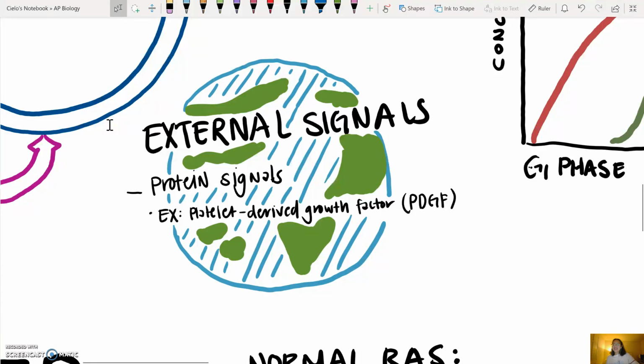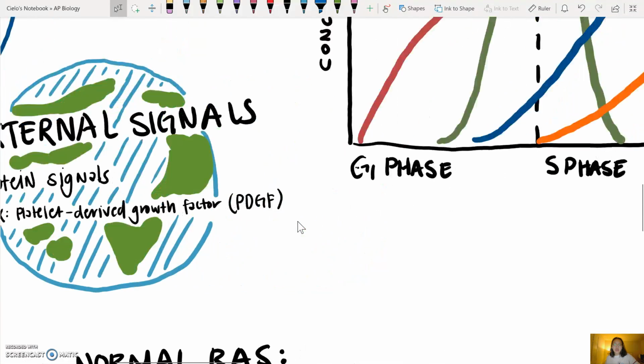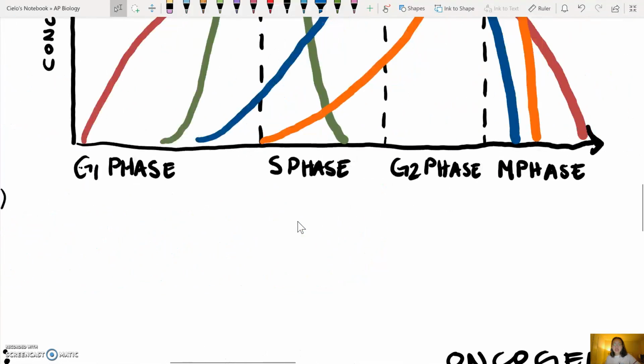An example of external signals are protein signals, which help the cells know when and when not to divide. An example of this is platelet-derived growth factors, or PDGFs, which are made by platelets in blood clots. PDGFs will communicate with nearby cells to stimulate cell division and to heal wounds. And then we're just going to move on here to internal signals.